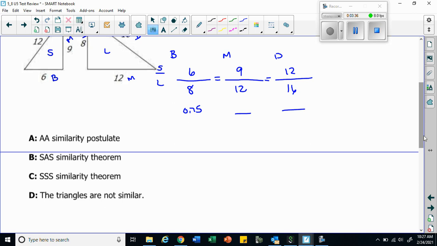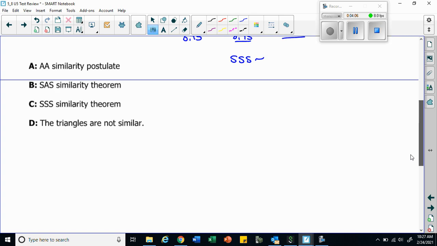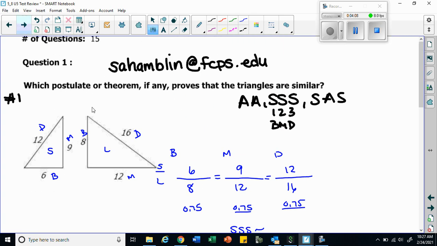You know what? I'm going to go ahead and do this one with you so you can see it, but then for the other ones, I'm going to have you work them out a little bit. So the first one was 0.75, and 9 divided by 12 gives you 0.75. Then 12 divided by 16 also gives you 0.75. So we can say indeed that these are similar using the side, side, side similarity statement. Perfect. All right, let's go on to question number 2.